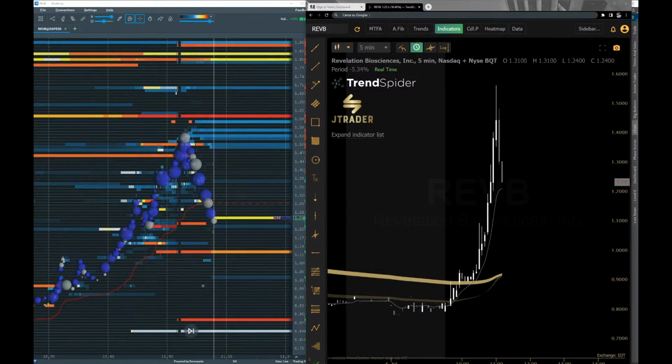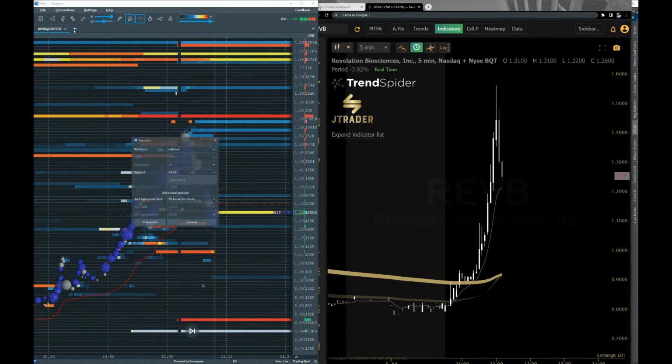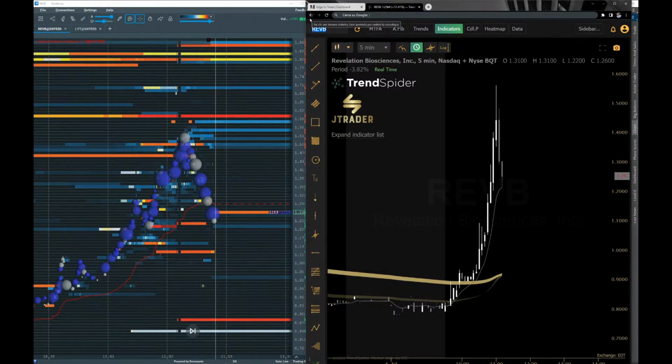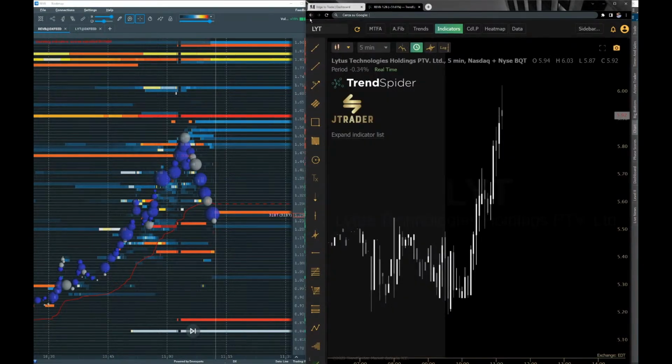So nice power move. We have another grinder. Okay, so when I say grinder, it means a stock that is grinding up, LYT, which is a stock that I traded in the past days.